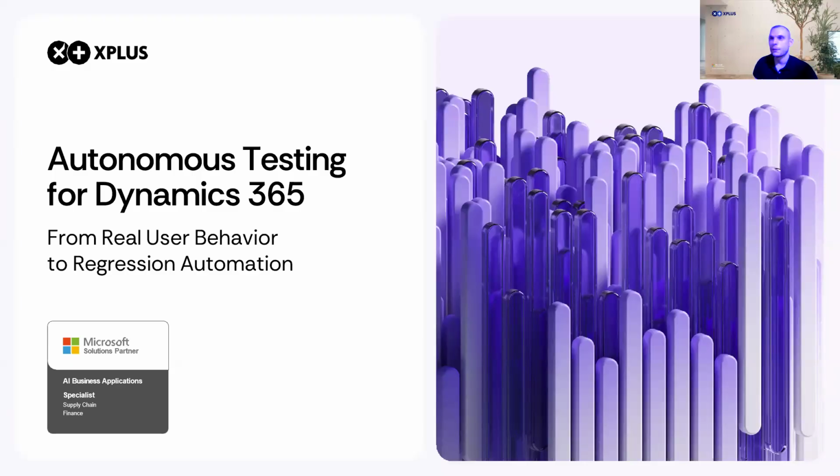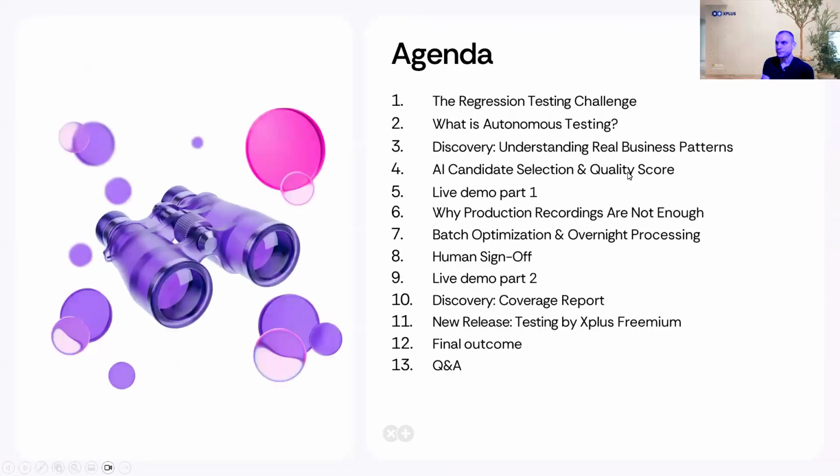Yeah, so today's topic of the webinar is autonomous testing for Dynamics 365 finance and operations, from real user behavior to regression automation. So, in simple words, I will talk today about automation of testing, but without the need of creating test cases ourselves. So let's start with the agenda.